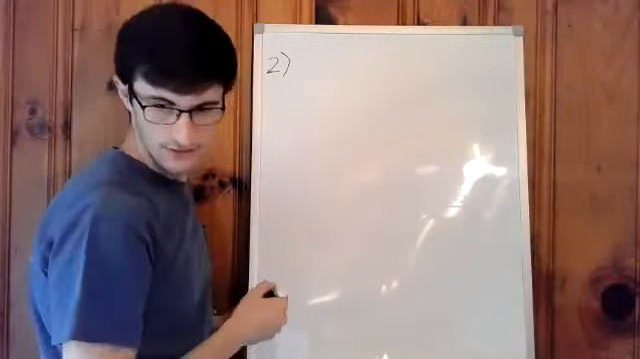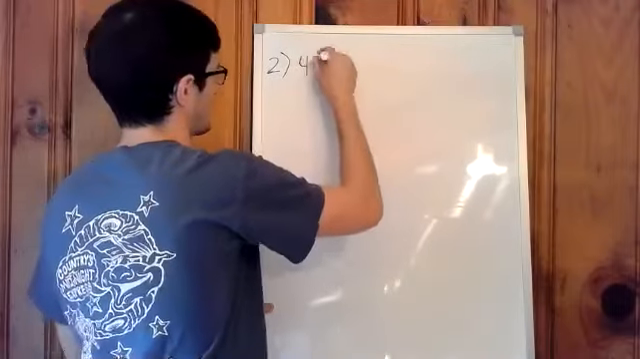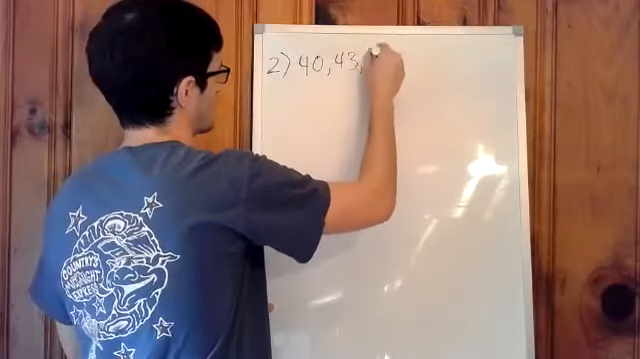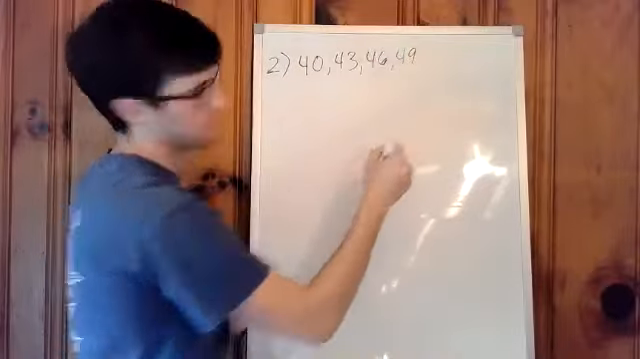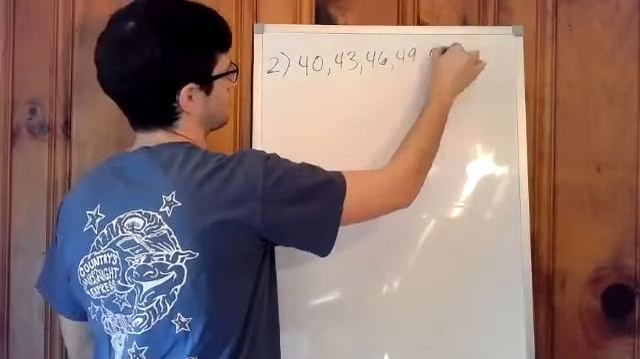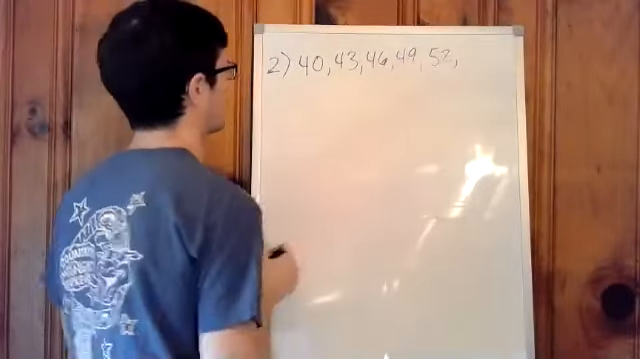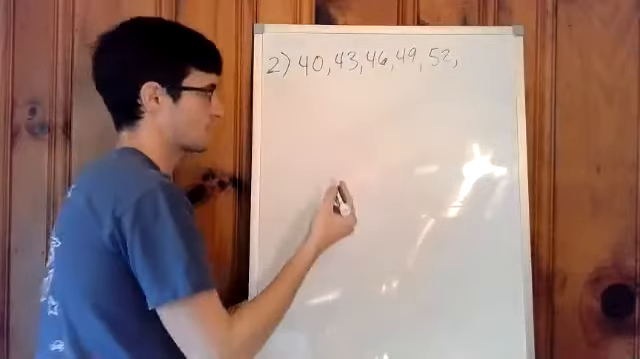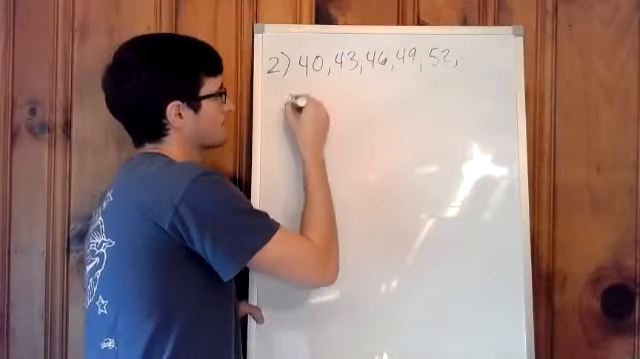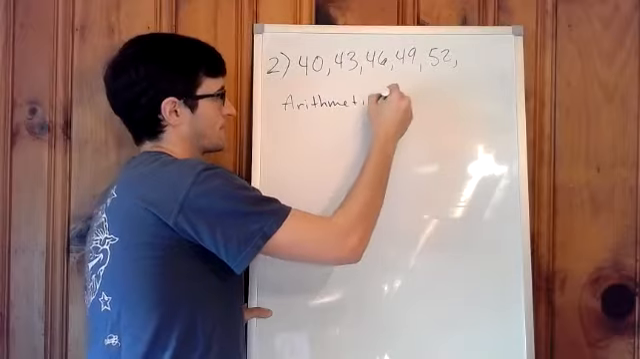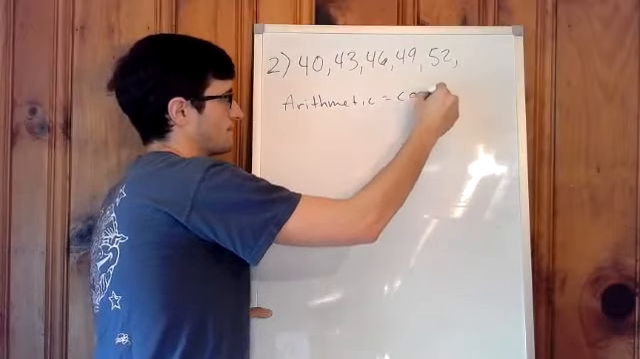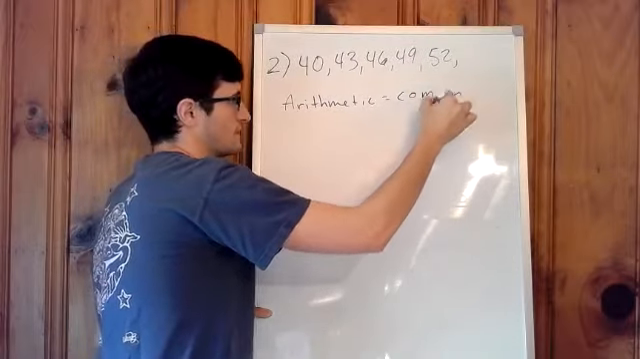Number 2 has us doing 40, 43, 46, 49. That all it gives us? 52. Okay, so let's check if it's arithmetic. That means common difference.